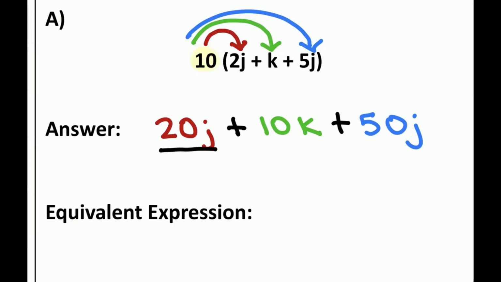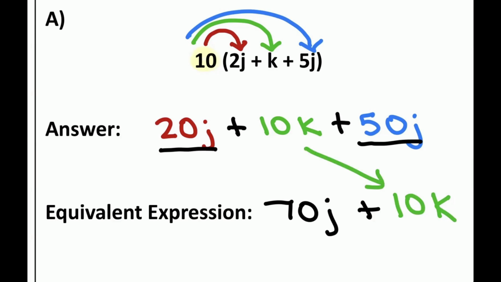Our equivalent expression, we're going to combine our like terms. We have 20J and another 50J. Because they're both J, we can combine them. 20 plus 50 is 70J plus 10K. Just brought down the 10K. And that's our final answer as well. We cannot combine J and K.